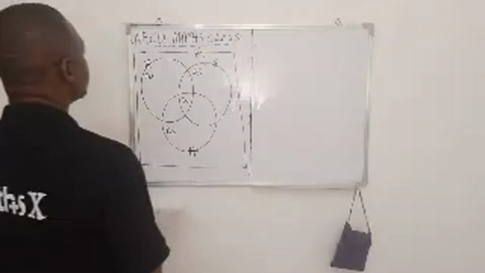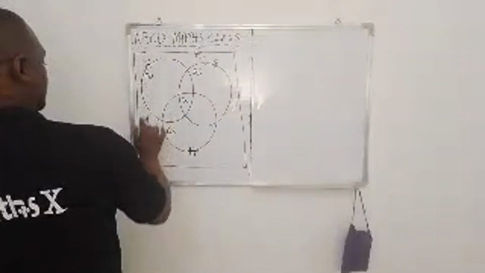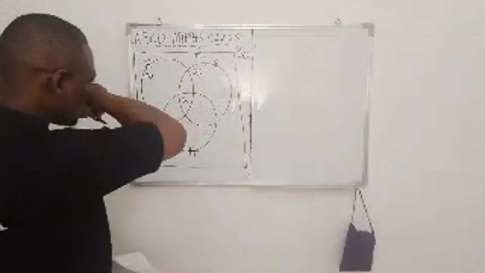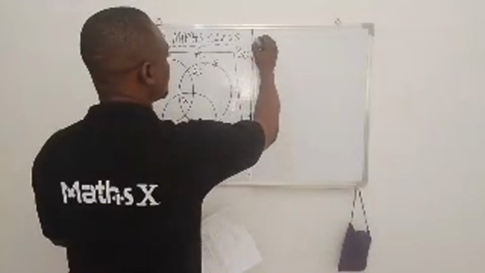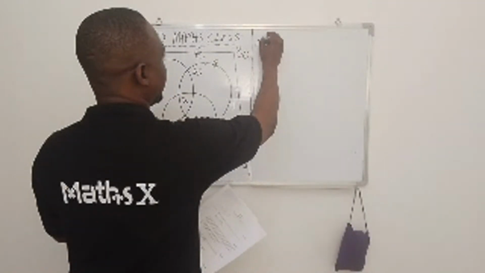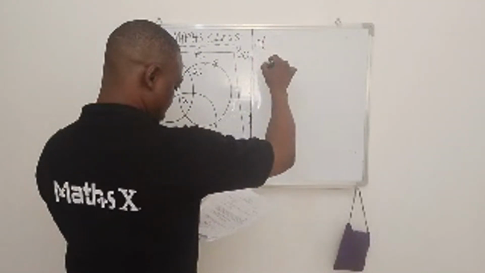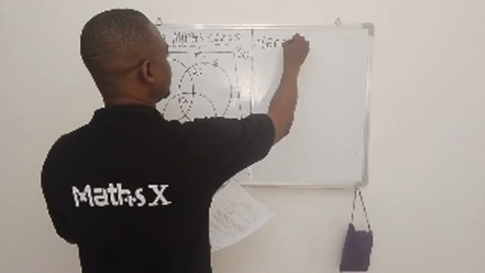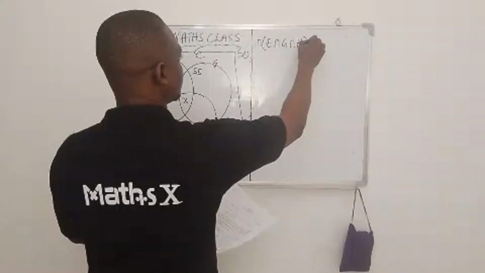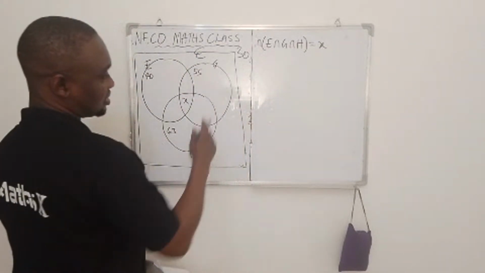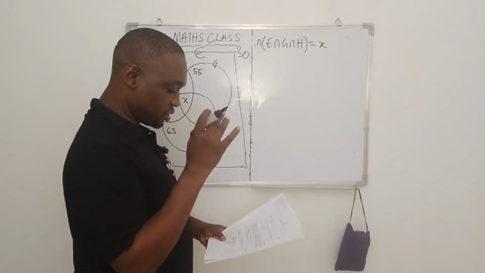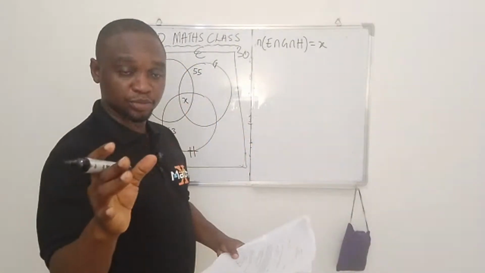So I'm putting, this is number 3I. So n of E intersection G intersection H is X. That is how to express that. So X, that X study all three subjects.